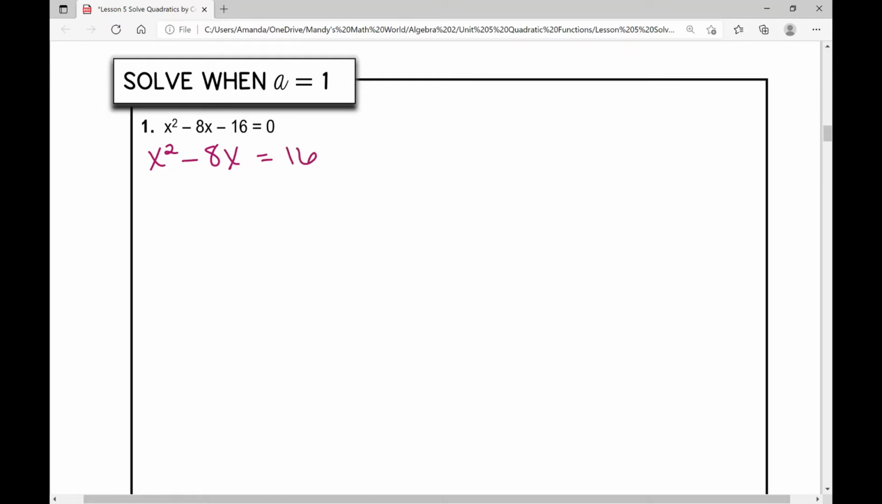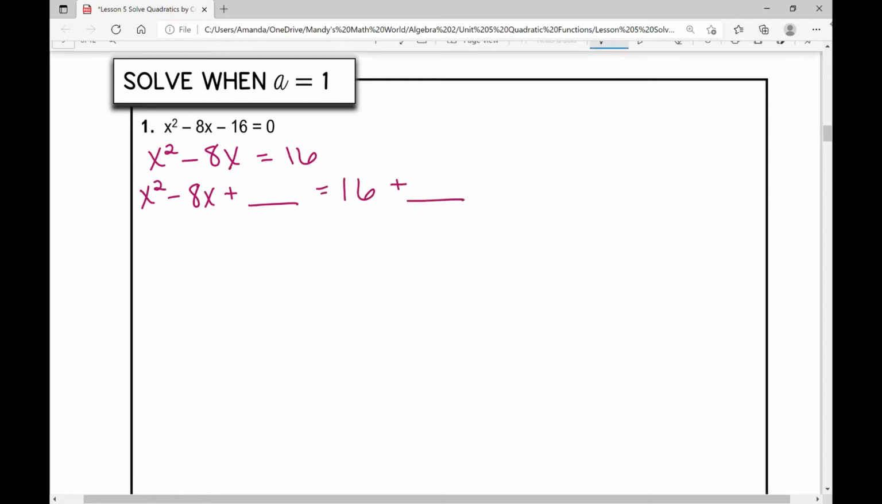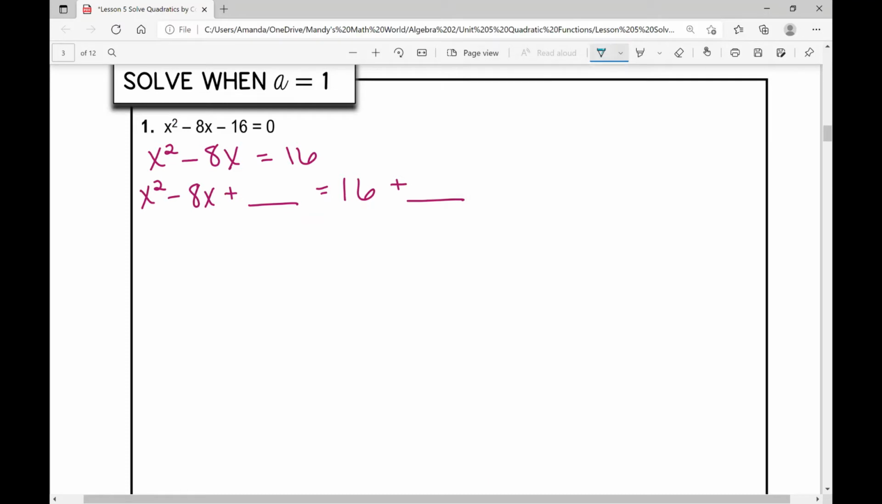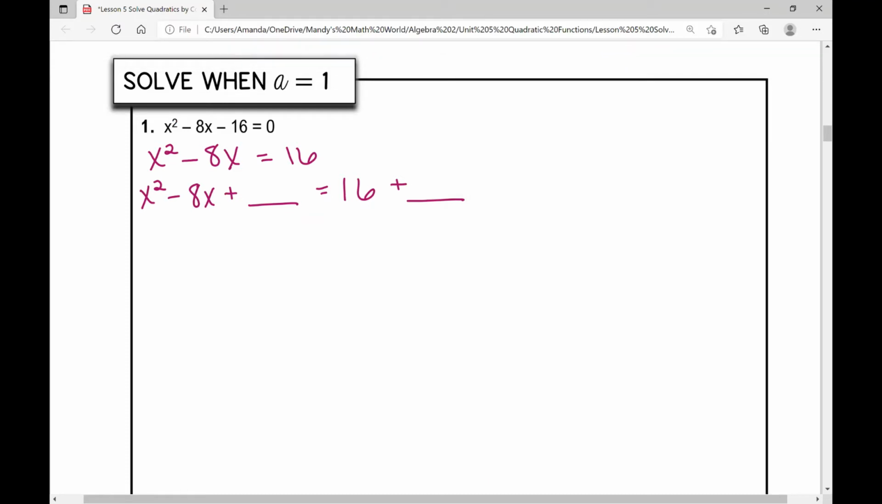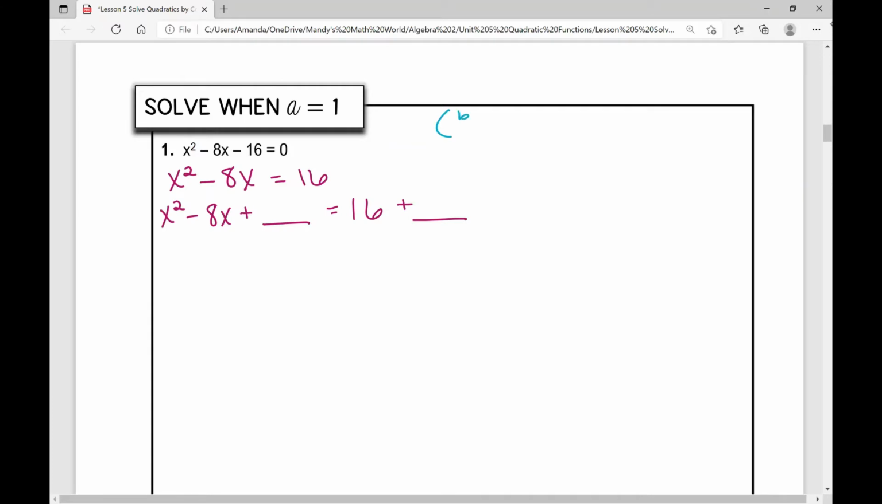And now I'm going to add b over 2 squared to both sides. So what I'm going to do here is I'm going to write this. Plus a blank equals 16 plus a blank. And I'm going to add something there. I'm going to add b over 2 squared to both sides. So that's really important to remember. B over 2 squared. That's -8 over 2, which is -4. -4 squared is positive 16. So I'm going to add 16 to both sides.